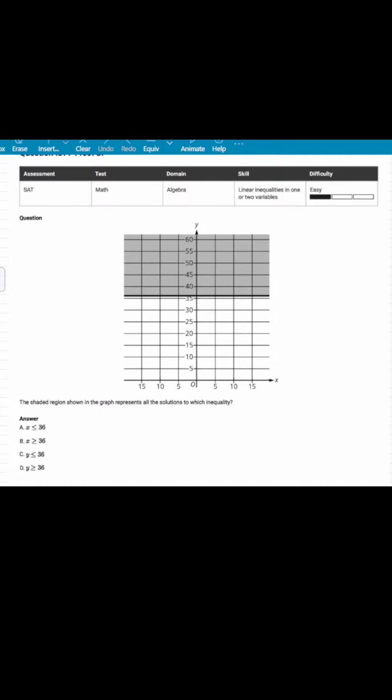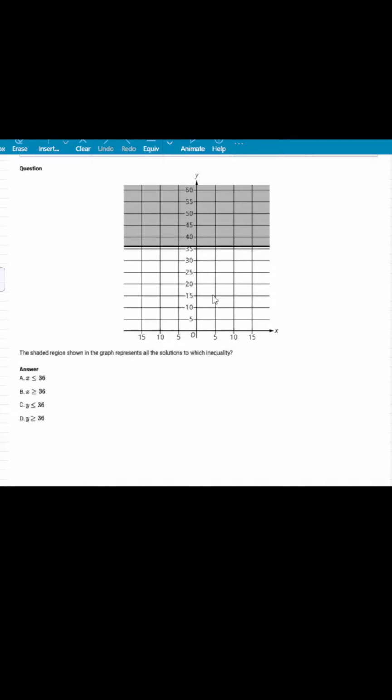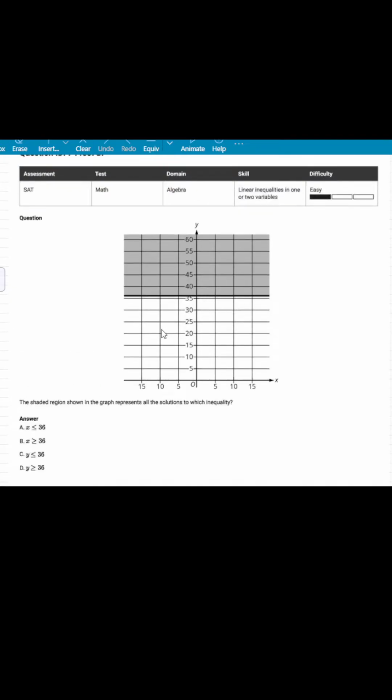Okay, so let us do this question. This is a question based on linear inequalities. Here a shaded region is given and we are told to find the inequality which represents all the solutions to this shaded region. Whenever this kind of a region is given, we have to find its boundary and apply boundary conditions on the equations of the boundary lines.